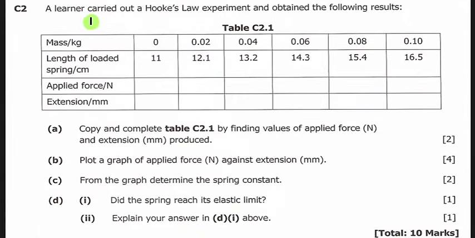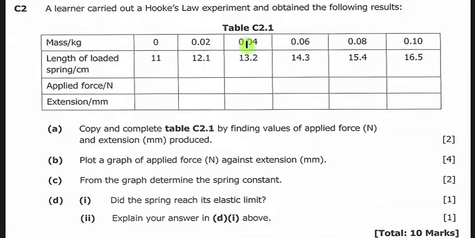Question 2 says a learner carried out a Hooke's law experiment and obtained the following results. So these are the results: mass in kilograms, 0, then the length of the loaded spring. When he or she never added the mass, the spring was at 11. When adding 0.02, the spring stretched to 12.1.